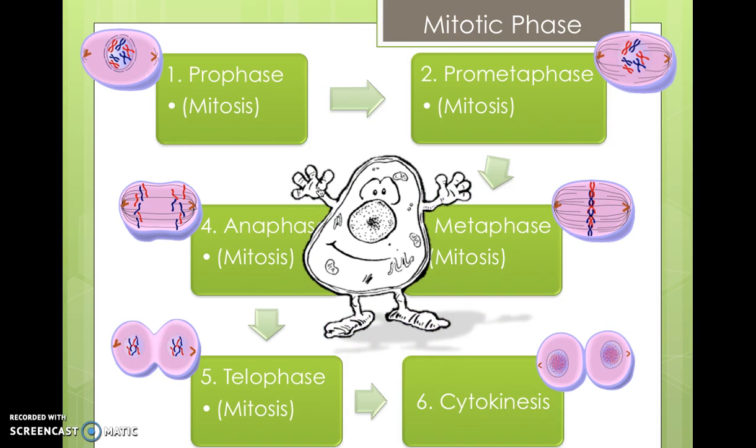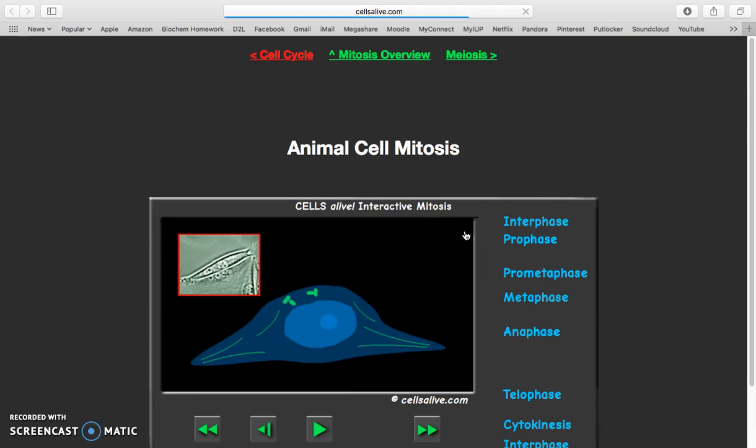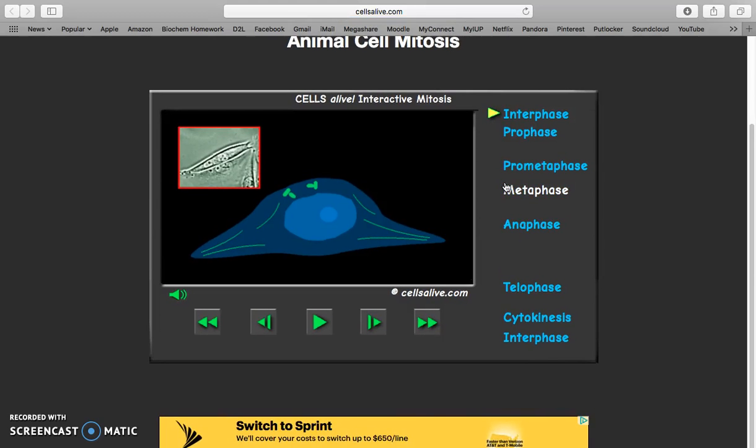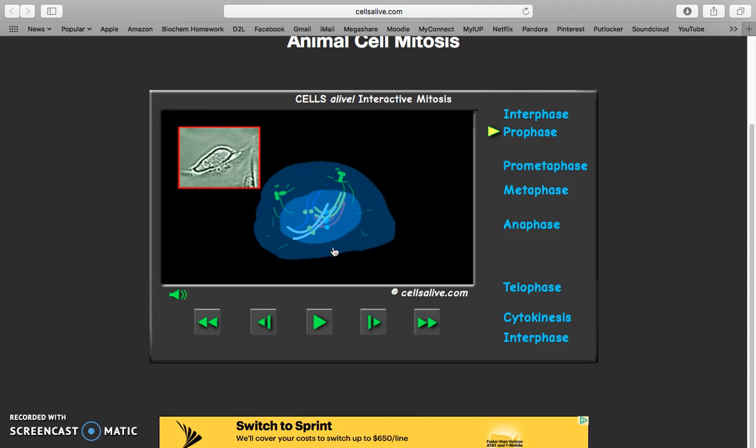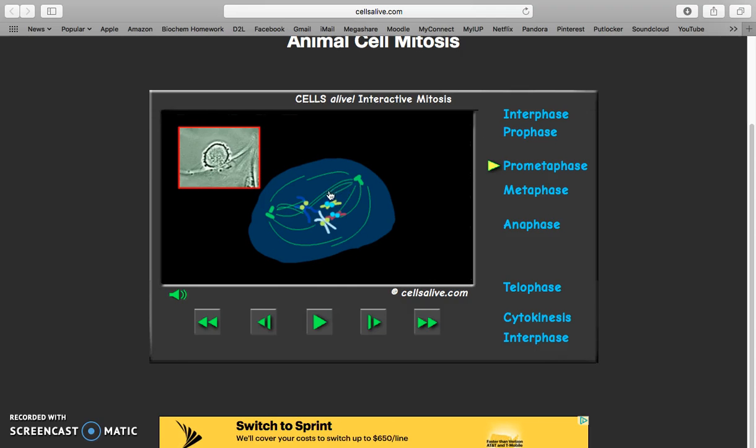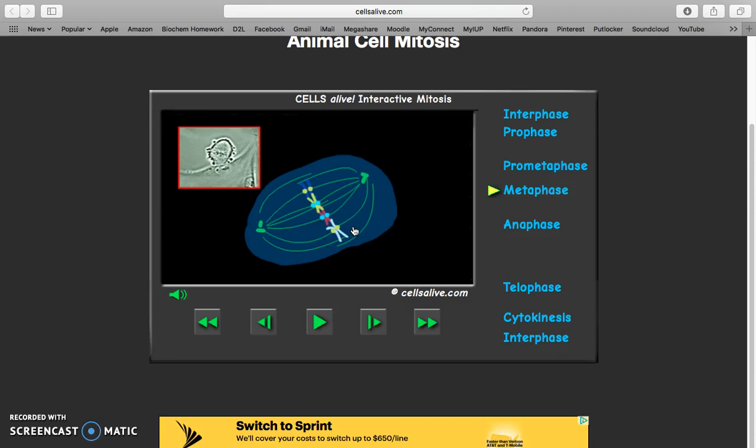So let's look at this a different way. If we go here, we can view, starting with interphase, this is what the regular cell looks like. It's growing. We go to prophase, which you can see the cell starting to break down some things in here. Prometaphase, you can see the spindles here grabbing at the chromosomes and sort of starting to line them up in the middle. Metaphase, the spindles have captured all of the chromosomes and they're lined up perfectly right down the middle of the cell.